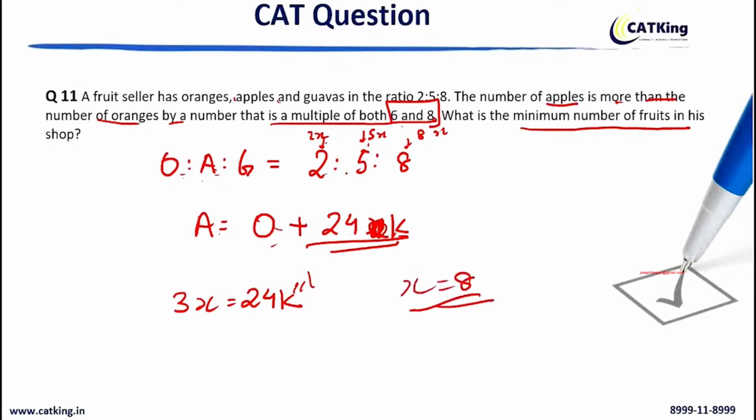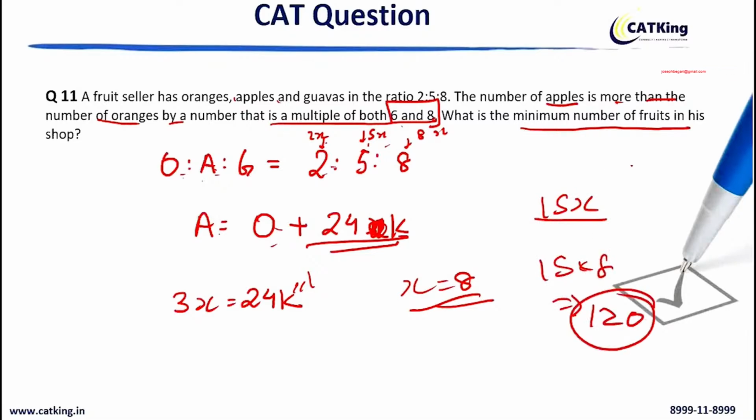How many fruits will be there? 2x plus 5x plus 8x, which is 15x. Answer is 15 into 8, which is 120. Just a tough looking question, nothing else. See how easily we were able to solve this question.